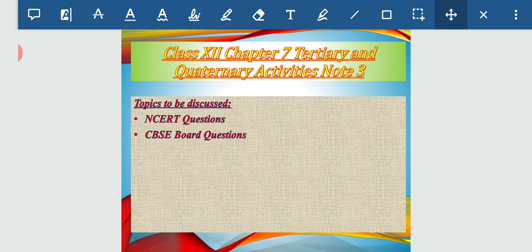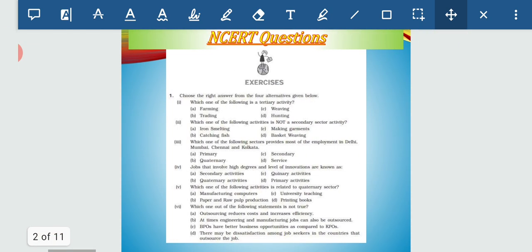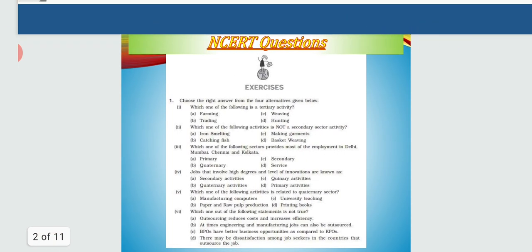This is my third class of your chapter number 7, tertiary and quaternary activities. Now this is my question answer class session. Today I am going to discuss the NCERT questions of this chapter, followed by the CBSE board questions. So let us proceed with the NCERT questions.